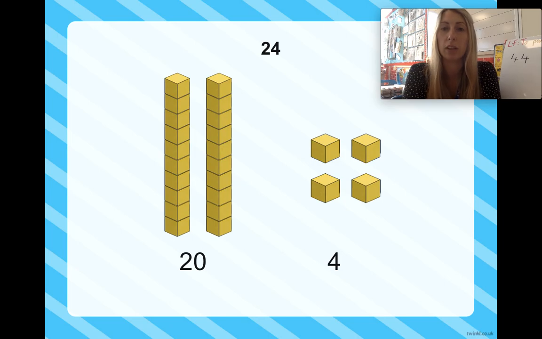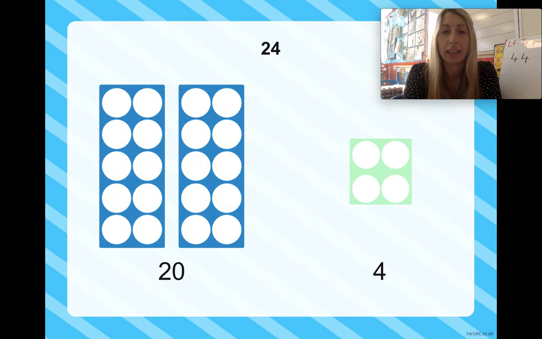So showing me that 24 is made up of 20 and 4. Again, showing it with the Numicon if you find this easier to visualise. So we've got 2 lots of our 10 represented by those 10 circles. You can count them if you're not sure. And then we've got our 4 block here. So again, 24 made up of 20 and 4.